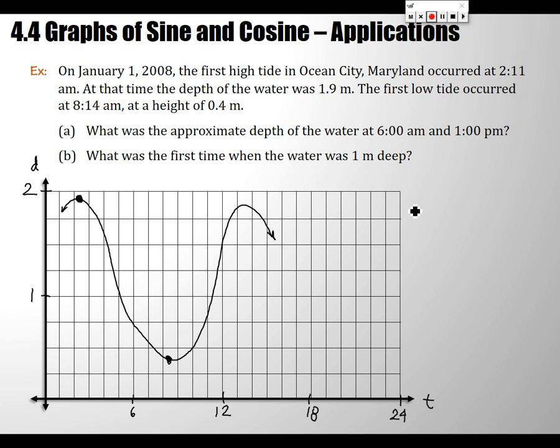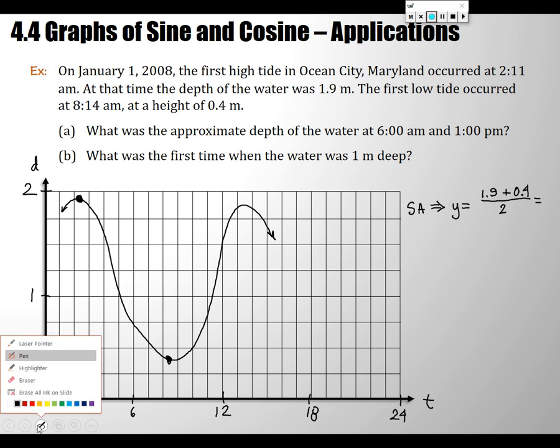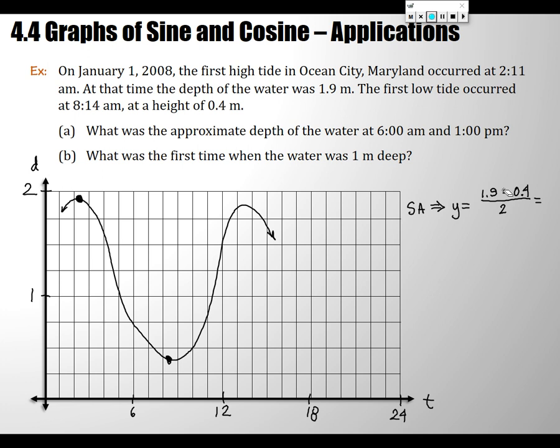Go ahead. So to find the sinusoidal axis, because this is the middle point, you take 1.9, which is the maximum, and 0.4, which is the minimum. You subtract 0.4 from 1.9 and divide by 2, and you get 1.5 over 2, which is 0.75, so y equals 0.75 would be your sinusoidal axis. Wait, someone slow down. You did 1.9 minus 0.4 over 2, and you got 0.75? Yeah, 0.75 is the sinusoidal axis.